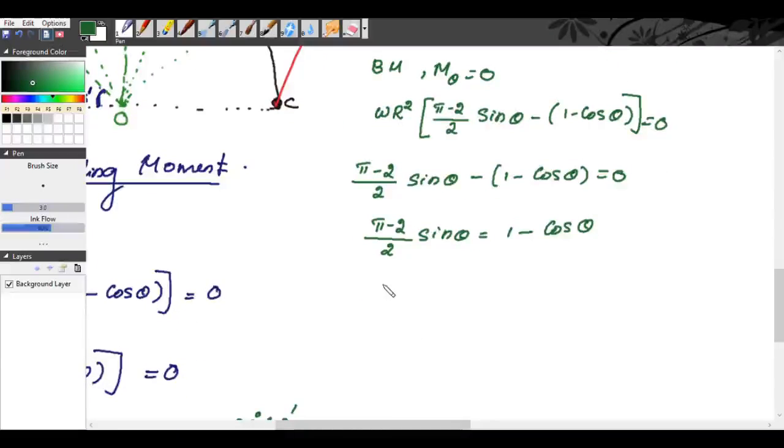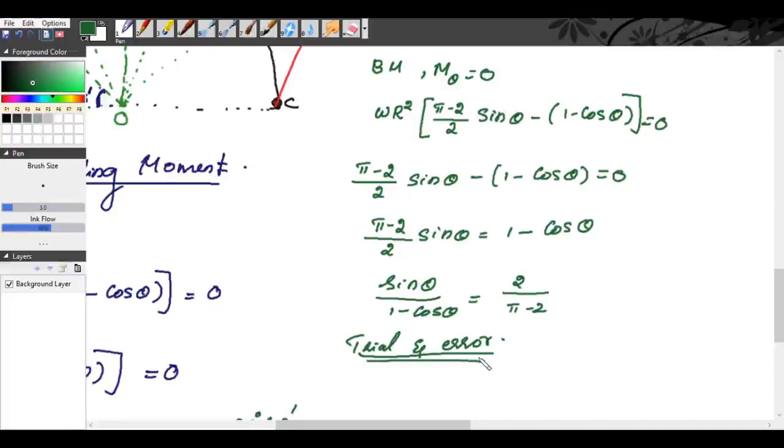Now sin theta by (1 minus cos theta) is equal to 2 by (pi minus 2). You can take it the other way also: (1 minus cos theta) by sin theta is equal to (pi minus 2) by 2. Now it is hard to find what is theta. So what we can do is we can use the trial and error method. Okay, you substitute the value for theta.